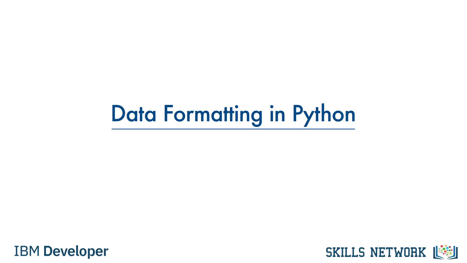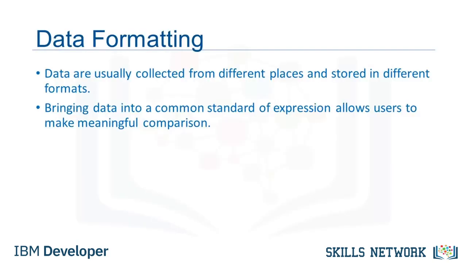In this video, we'll look at the problem of data with different formats, units, and conventions, and the pandas methods that help us deal with these issues. Data is usually collected from different places, by different people, which may be stored in different formats. Data formatting means bringing data into a common standard of expression that allows users to make meaningful comparisons. As a part of dataset cleaning, data formatting ensures that data is consistent and easily understandable.